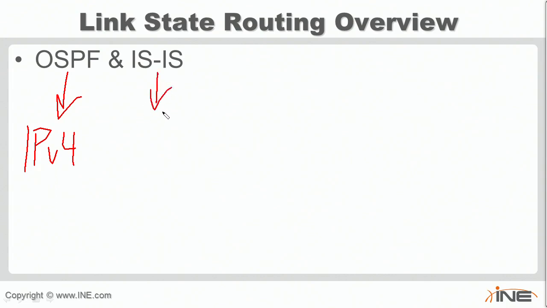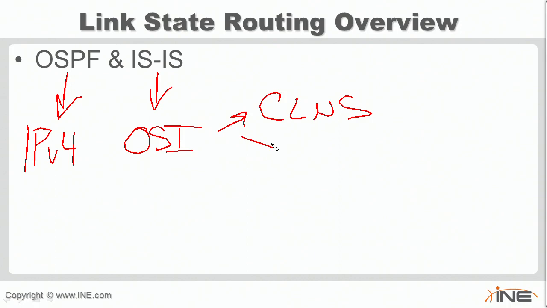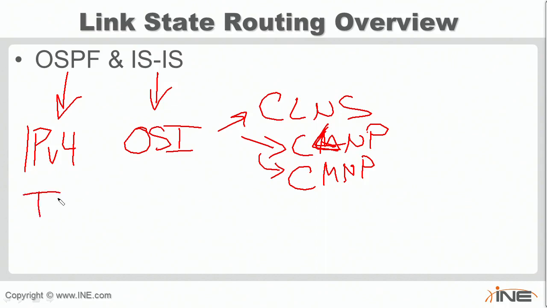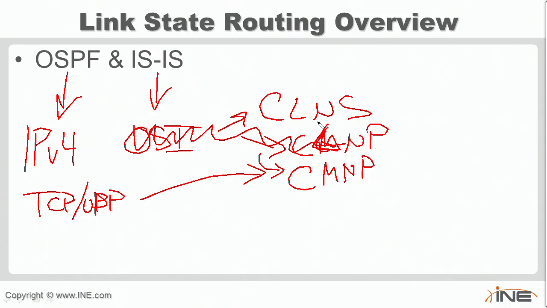IS-IS was developed about the same time for the Open Systems Interconnect protocols, which are known as the Connectionless Network Services and the Connectionless Network Protocol, CLNS and CLNP, and CMNP. Basically, these are the equivalents of TCP and UDP. So it was a different protocol stack that was basically designed to do the same thing. Eventually, this one lost out, so these protocols aren't used anymore. CLNS, CLNP, CMNP, these ones aren't used.